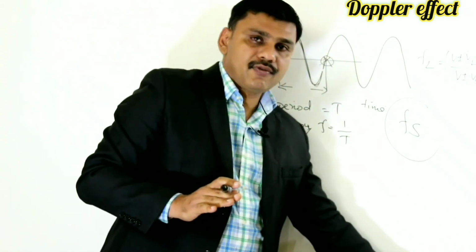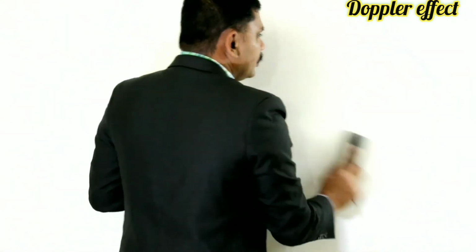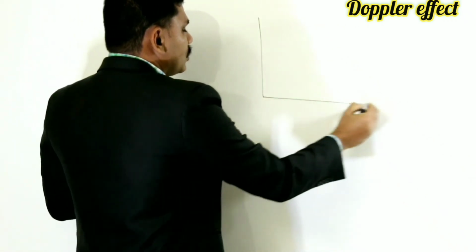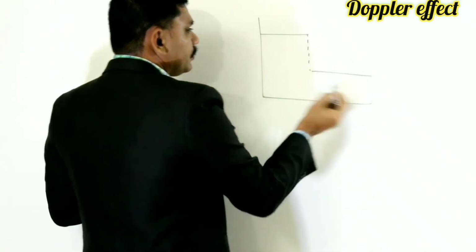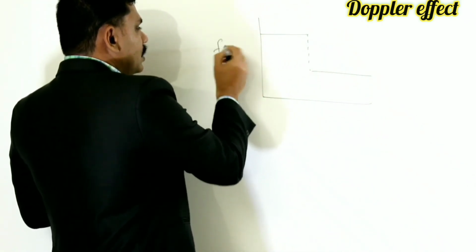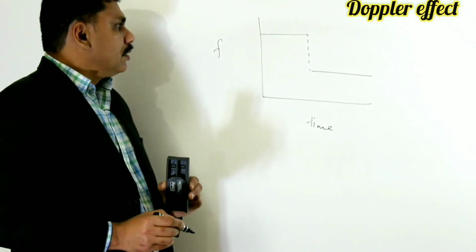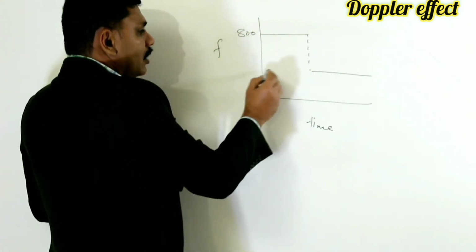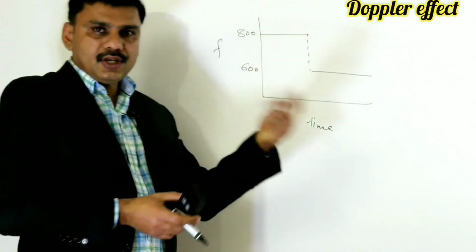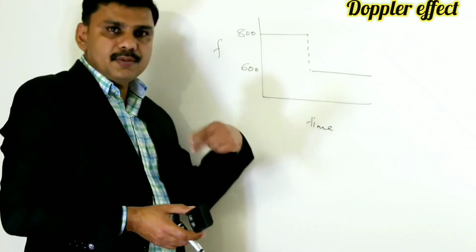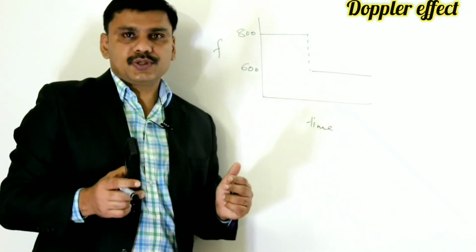So this is one of the graph related questions I saw in the question paper. Another question which I saw in the question paper is like this. That is the frequency, here is the time. For example, if this is 800 and this is 600, so 800 is the original frequency, the original frequency produced by the source. From the graph it is clear.